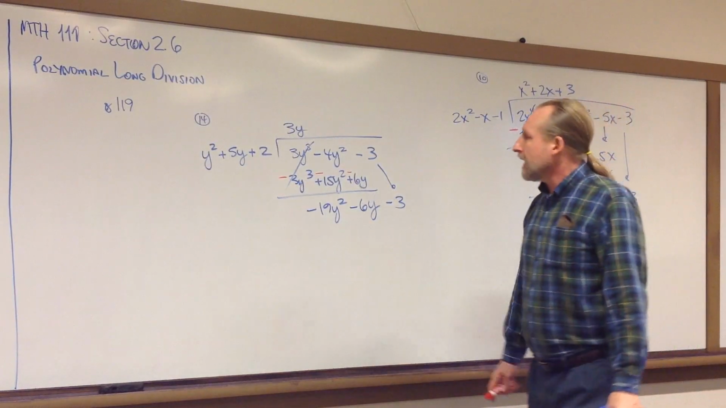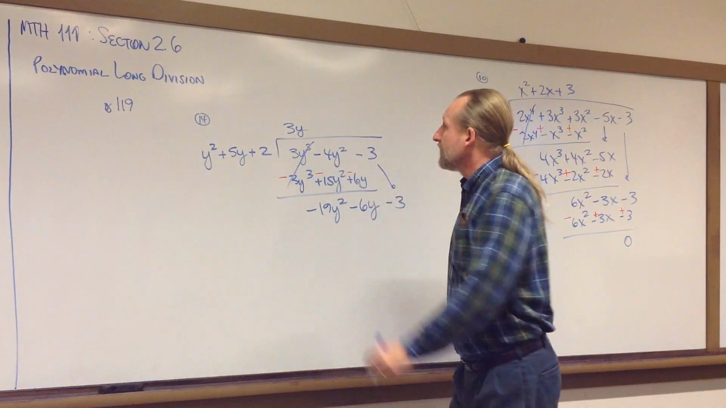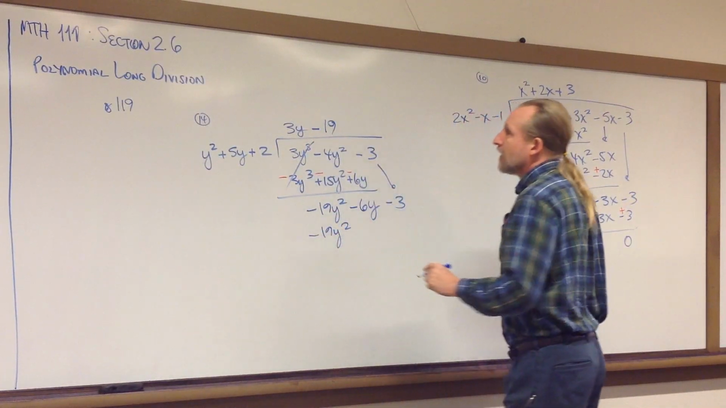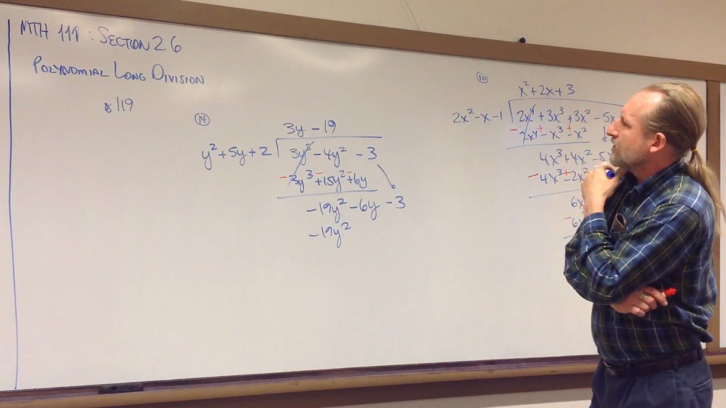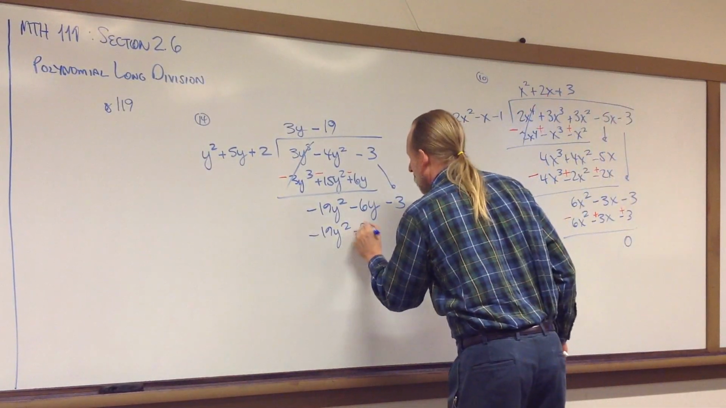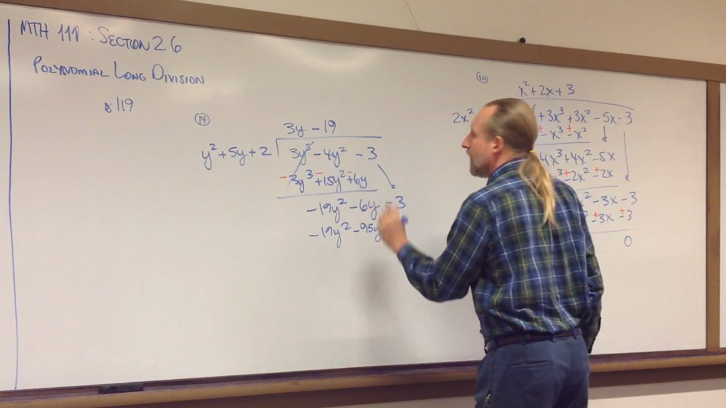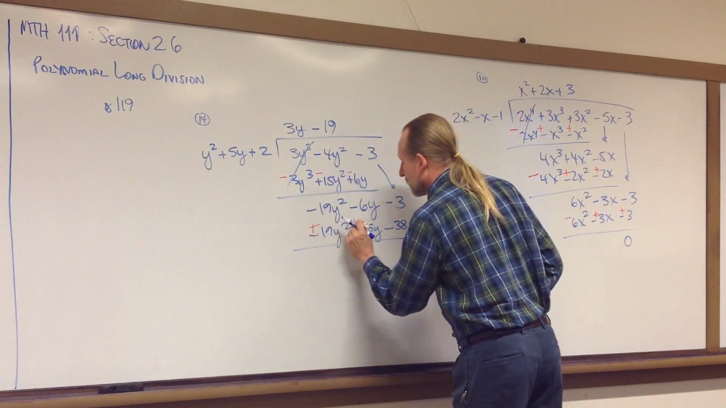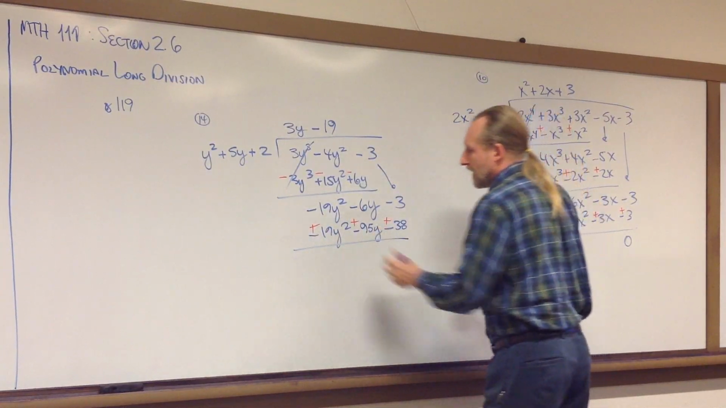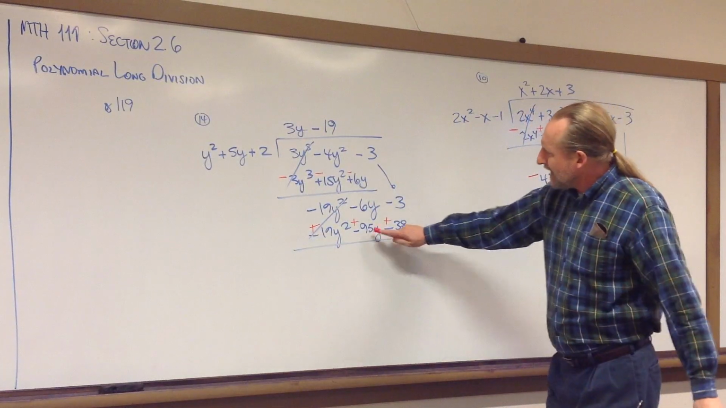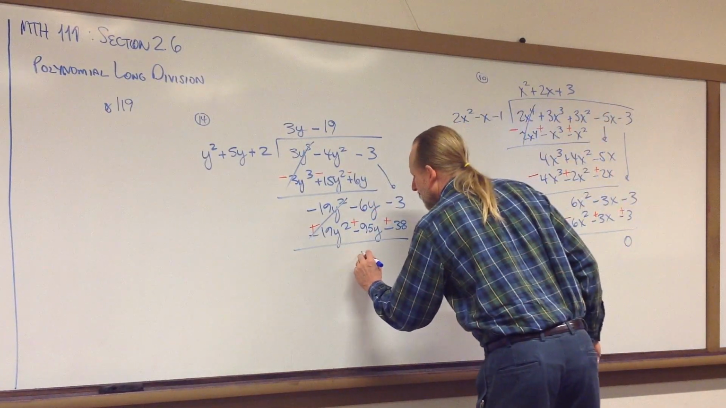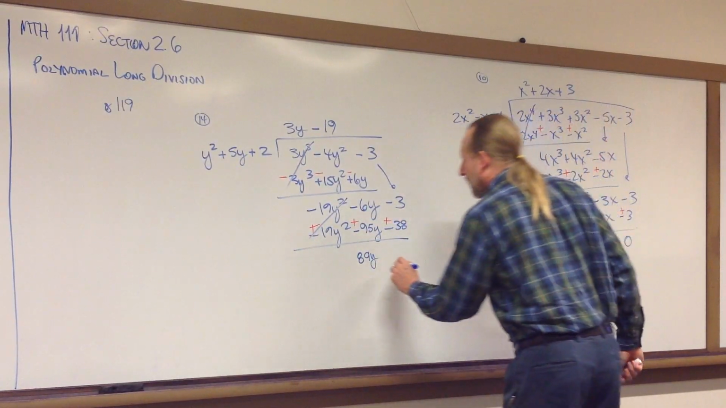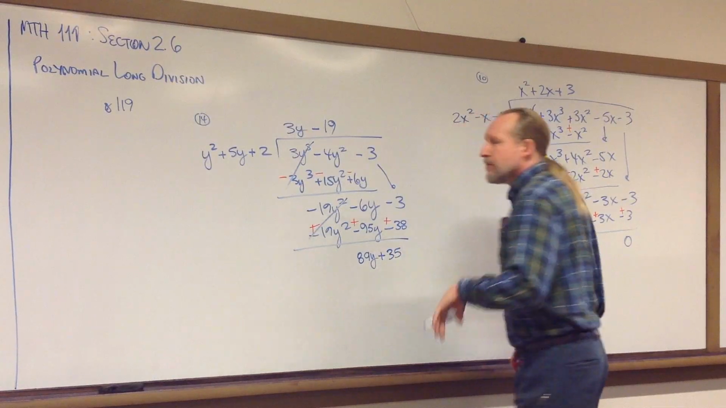Then we're going to need to multiply by negative 19. So that'll give us negative 19y squared. And wow, let's see here. That's going to be negative 95y. And then minus 38. All right, then we go in and change the signs. These cancel out. That's what we wanted. Here we get 95 minus 6, so that's going to be positive 89y. And over here we're going to get positive 35.